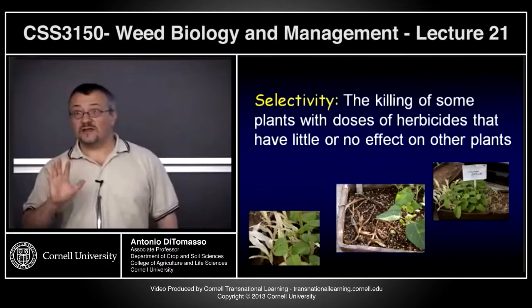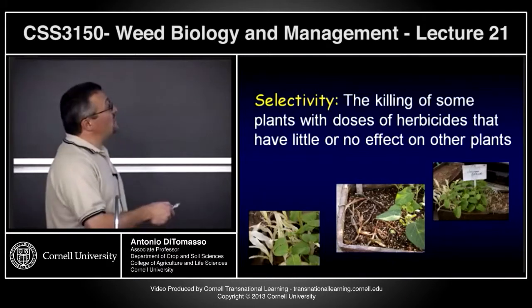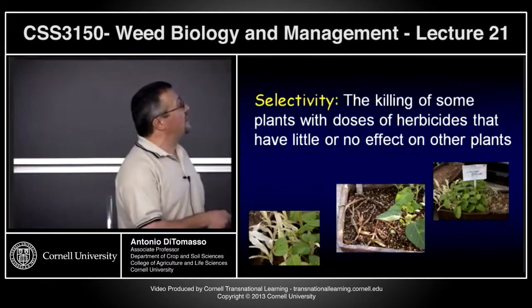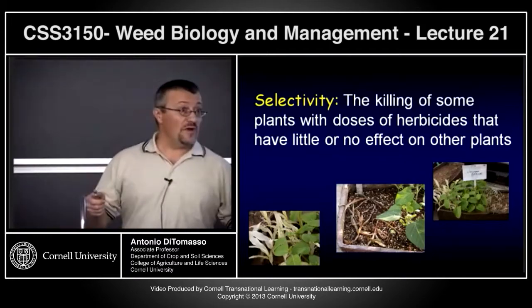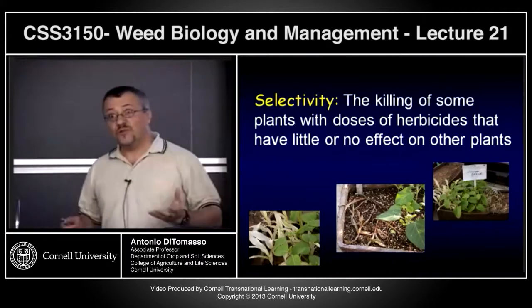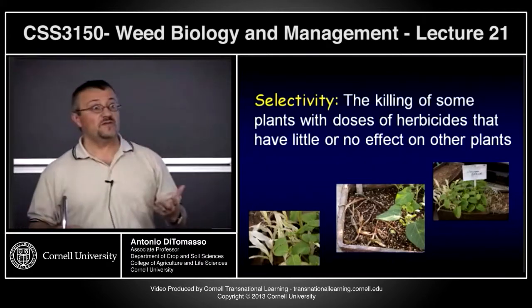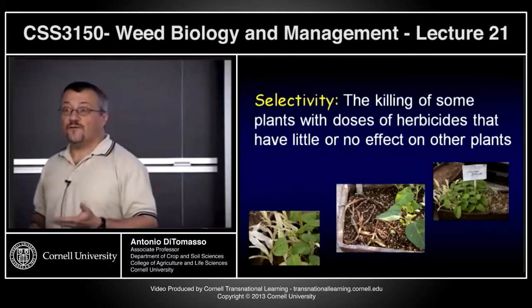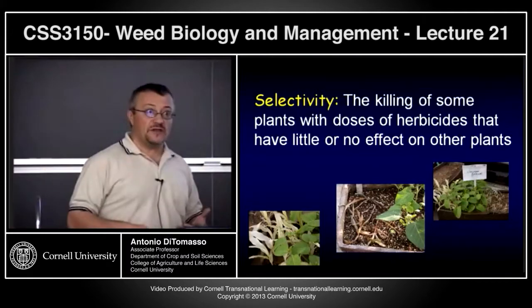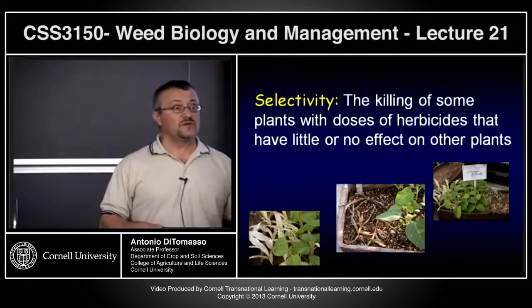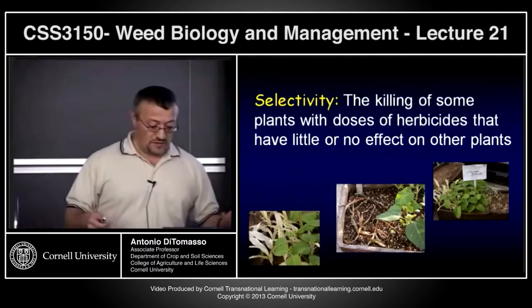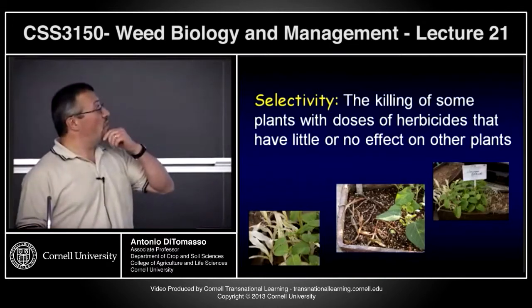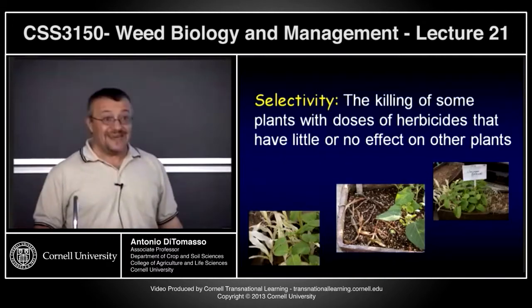So when we talk about selectivity, think about this in very simple terms, the killing of some plants with doses of herbicides that have little or no effect on other plants. Remember, I've been repeating this I don't know how many times. You increase your dose to high enough rates, pretty well everything will be killed. Selectivity is lost. You don't apply enough herbicide, either because of miscalculation of application rates or nozzles, as we saw in IPM yesterday, nozzles having issues or being blocked and so forth, and you won't kill anything, okay?